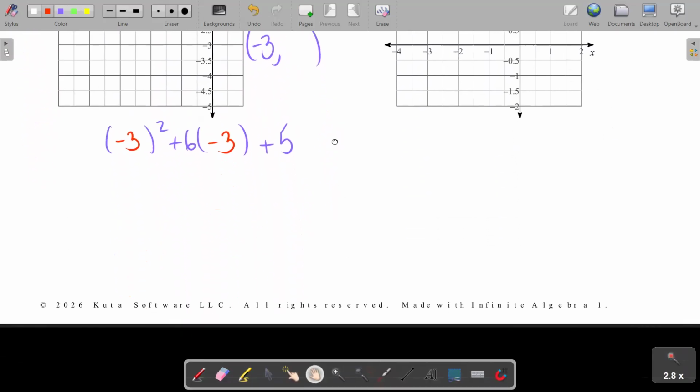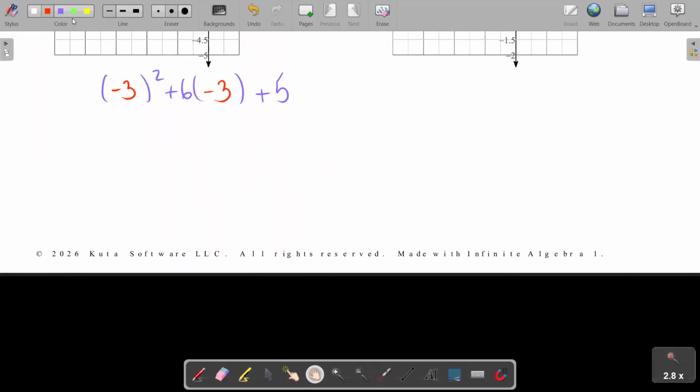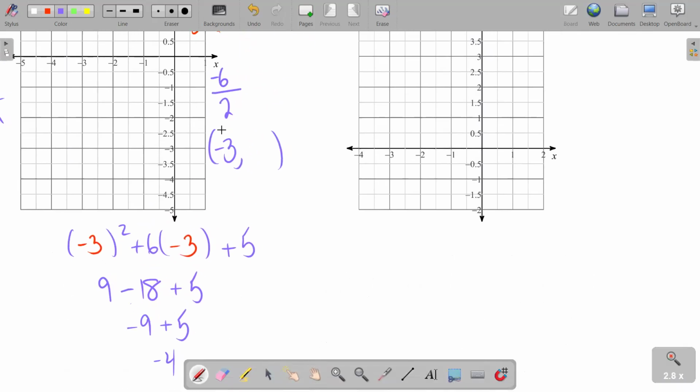So now I can scroll up a little bit. I can just focus on this math. What's negative 3 squared? 9. Positive 9. Yeah, for sure. When you square a negative, it flips up to a positive. And then in the middle portion of this, what is that positive 6 times that negative 3? And then what's 9 minus 18? Negative 9. And what's negative 9 plus 5? Negative 4. So that means now that I can go up to my vertex and I can complete it. And I can say, boom, there it is.